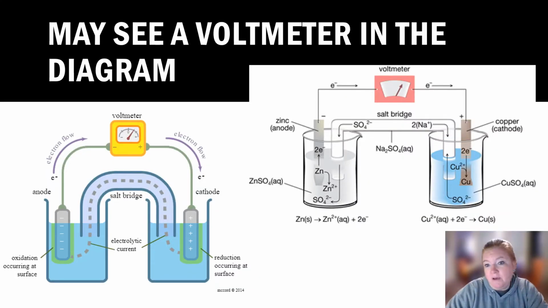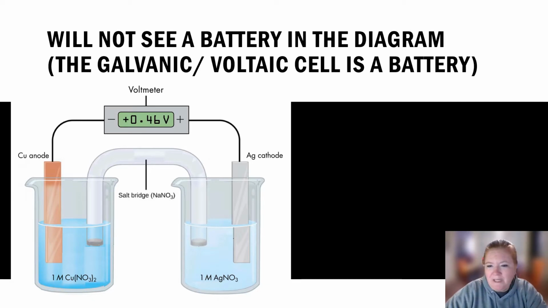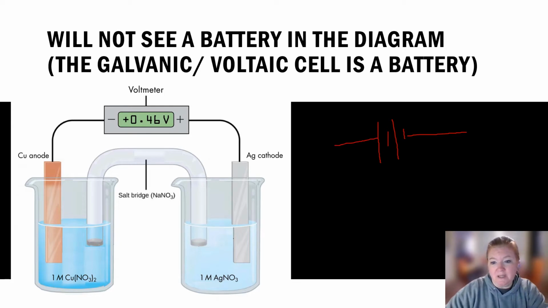In the diagram of an electrochemical cell that's voltaic or galvanic, you may see a voltmeter. Now it may be labeled voltmeter like it is in these two, or it may just be a symbol like this. You will absolutely not see a battery. It is a battery. A battery doesn't have a battery. A battery sometimes will say the word battery, or it will use this symbol. The battery's found in the wire. So if you see something like that, that tells you this is not galvanic or voltaic.